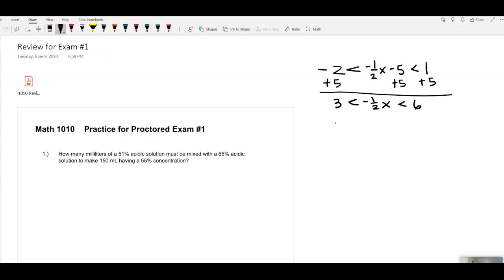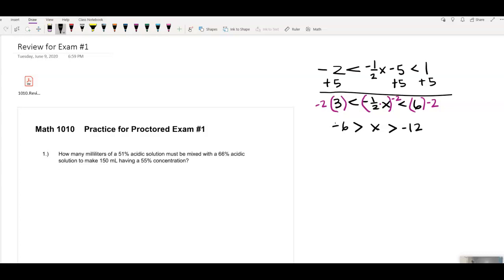And then on this next part, in order to get rid of that -1/2 times x, we'd want to multiply by its reciprocal, which is going to be -2 on all 3 parts. And remember, if we're multiplying or dividing by a negative number, we need to flip the inequality signs. So on this one, we're going to have to flip both of those signs. So we'd have -6 is greater than x, which is greater than -12.